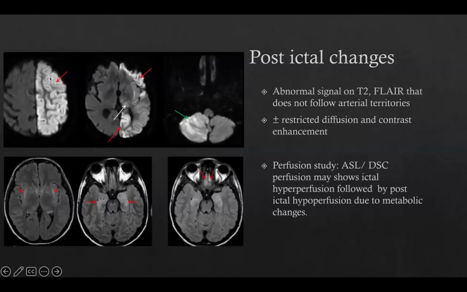For post-ictal changes, if you compare with infarct, usually an infarct will follow the arterial territories, right? So let's say this is an MCA territory infarct, it shouldn't involve the mesial frontal. It shouldn't involve the parietal occipital. But if it's post-ictal, it will not follow the arterial territories. So the changes that you see here are more hemicerebral and more cortical. And sometimes you may also see crossed cerebellar diaschisis.